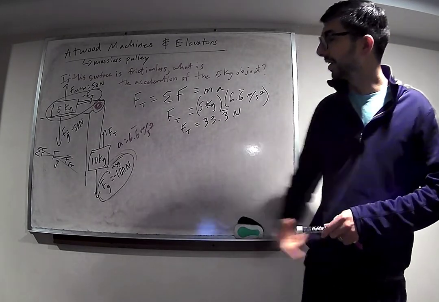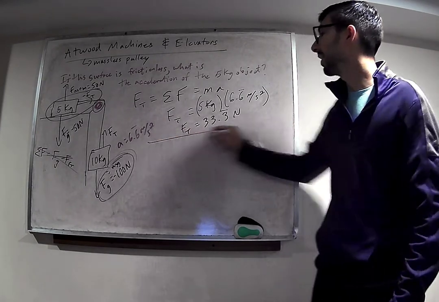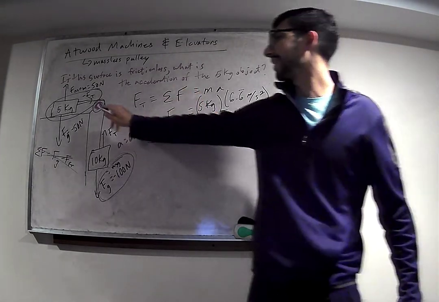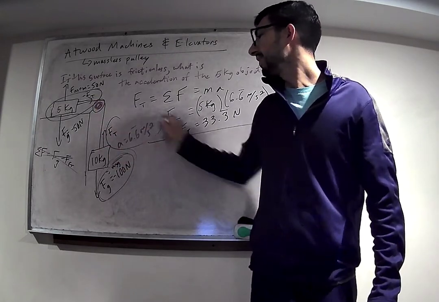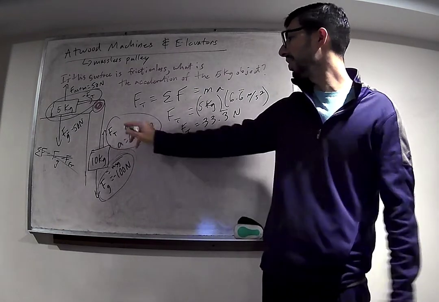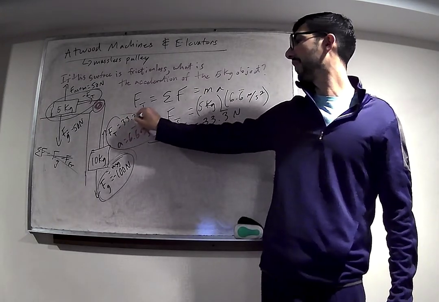What about this one here? What about our, and of course this would be negative. This should all be negative because this is clockwise. What about this one here? Well, what's that going to be? First of all, I told you these tensions are equal and opposite, so you already know that this is going to be 33.3 newtons.